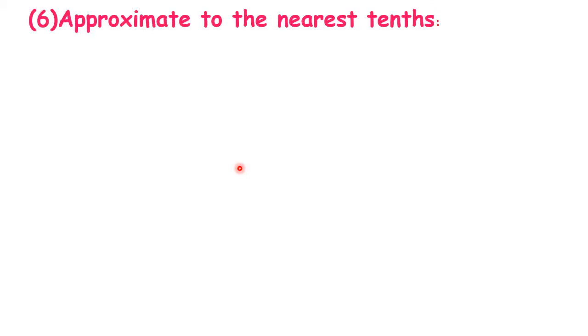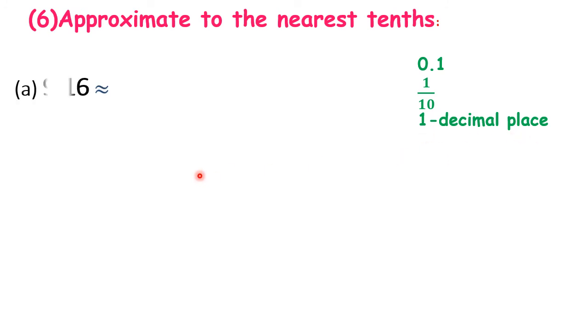Question 6. Approximate to the nearest tenth, or 0.1 or 1 over 10 or 1 decimal place, all the same. Okay, number A, 9 and 16 hundredths. Okay, put a line in tenths, after the decimal point, tenth. Put a line in the tenth and look at the number before. The number before, 6, is a strong number. Give me 1, please. 1 plus 1 equals what? Equals 2. And 6, good boy.